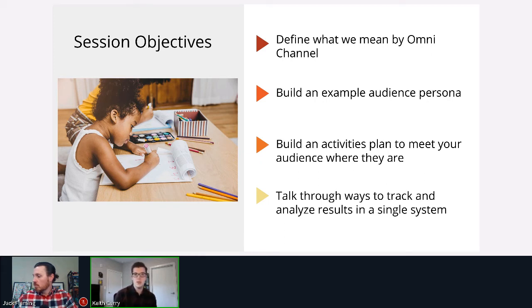After we have that audience persona built out, we are going to then build an activities plan to meet your audience where they are. So we'll talk about different tactics you could use to really hit them on all different types of communications and engage them where they are already talking to people. And then finally, we're going to talk through ways to track and analyze the results in a single system. Since we will be using a bunch of different tactics to reach our audience persona, it's important to get the analytics from those campaigns. And since there are a lot of different channels, it's better to get it all through a single system so you can see how they are working together.